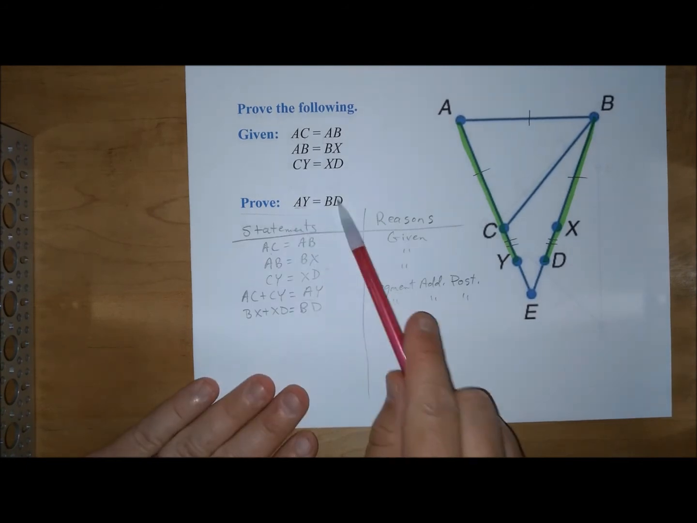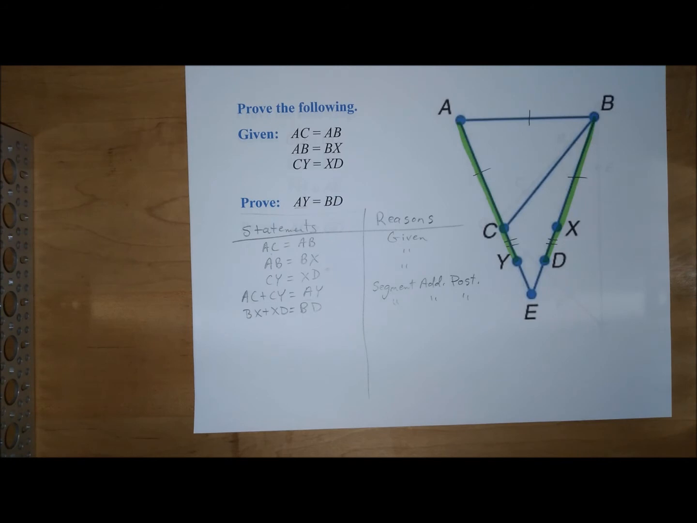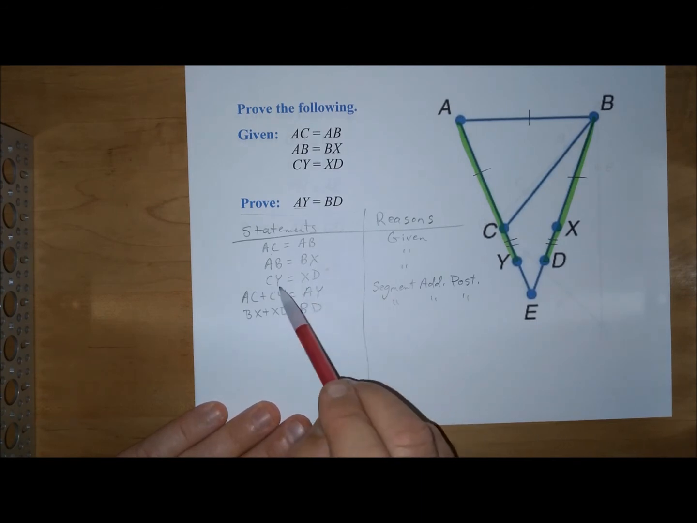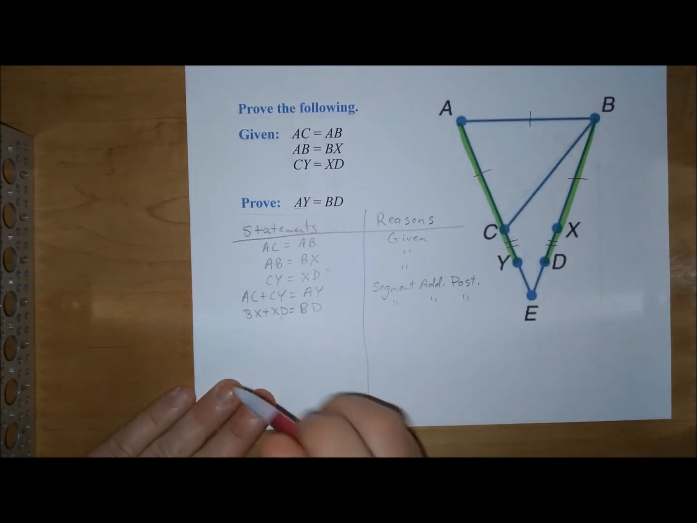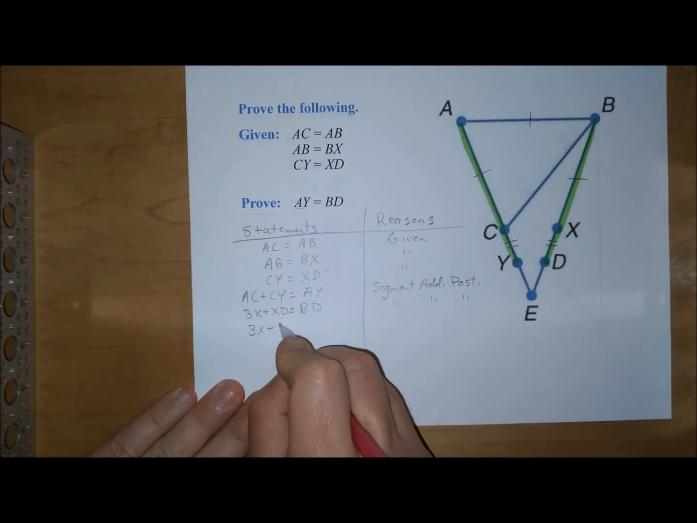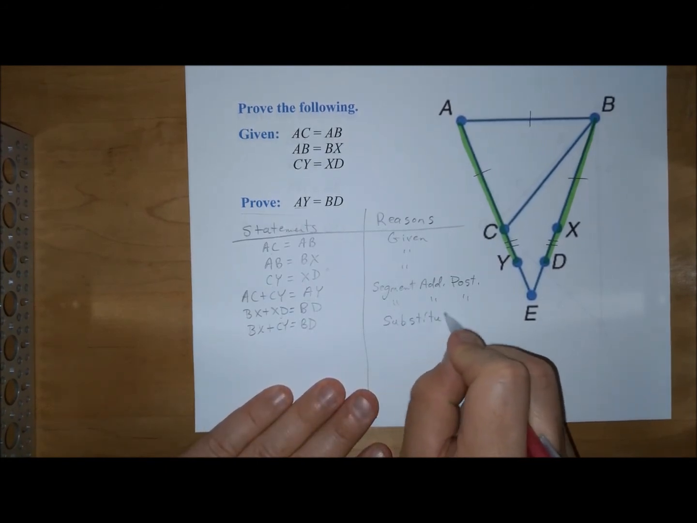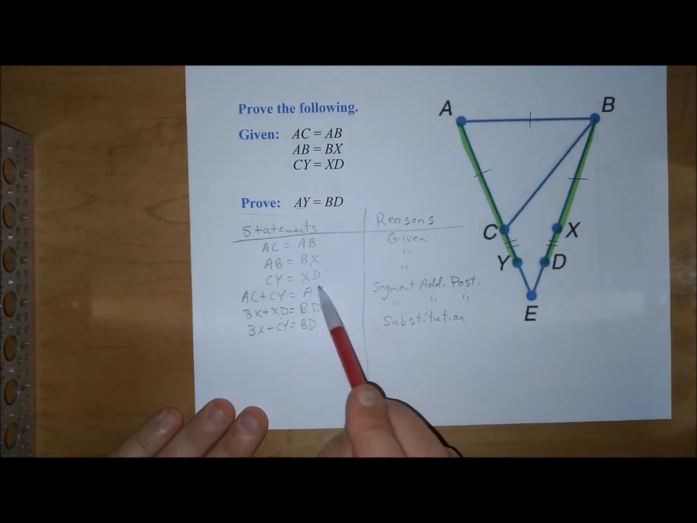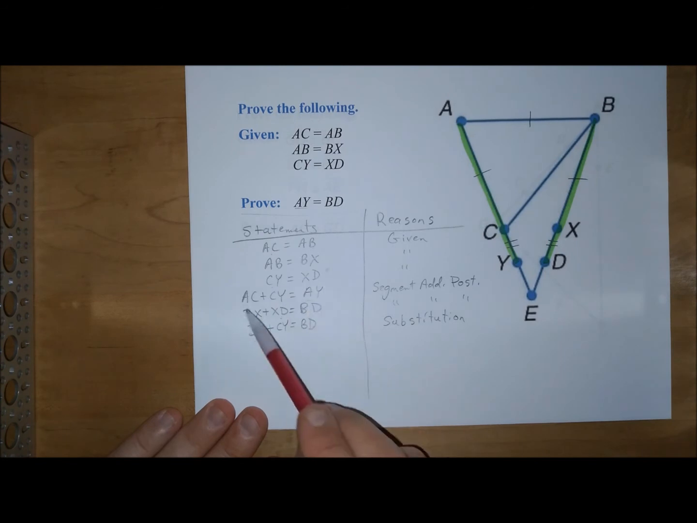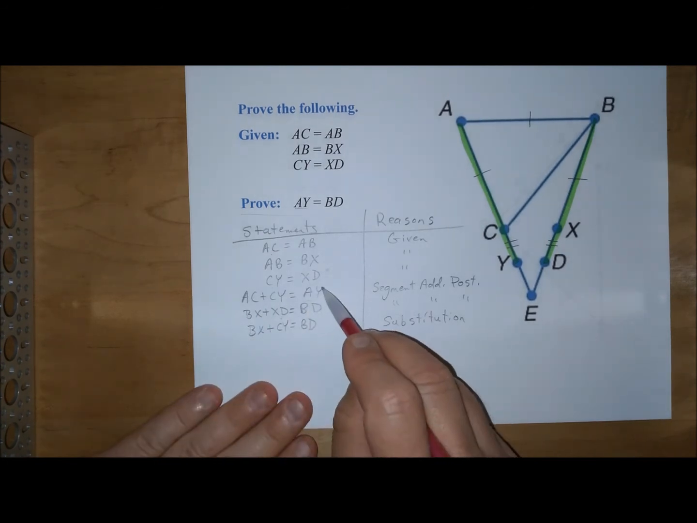And they wanted us to prove that AY equals BD. Where could we go from here? Notice we've got these other statements that we were given, and we know that CY equals XD. If CY equals XD, could I substitute CY in for XD anywhere I need to? So could I rewrite this last statement as BX plus CY equals BD, just using a substitution? What I'm trying to do is get two equations that look identical so that I could conclude that AY equals BD.